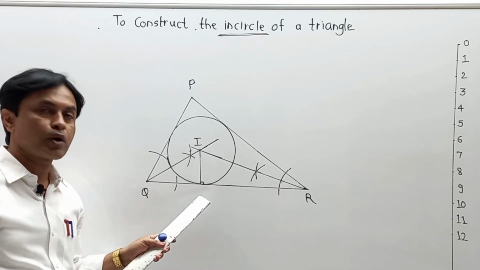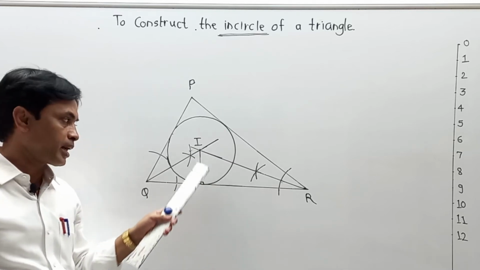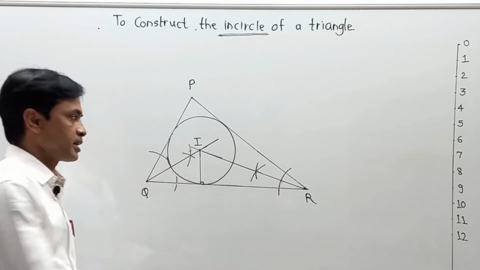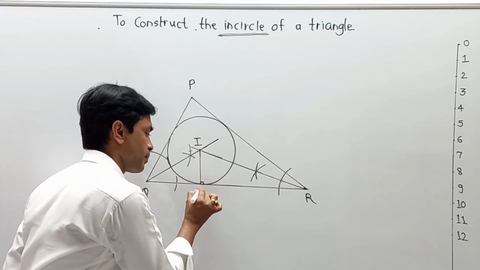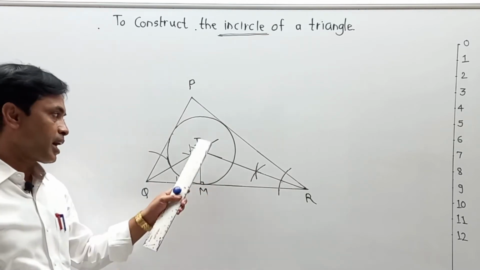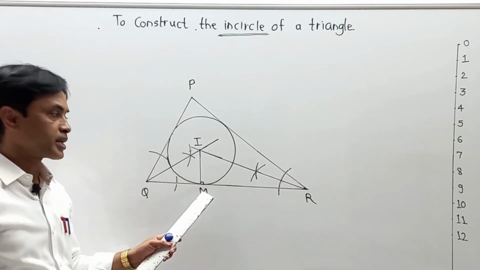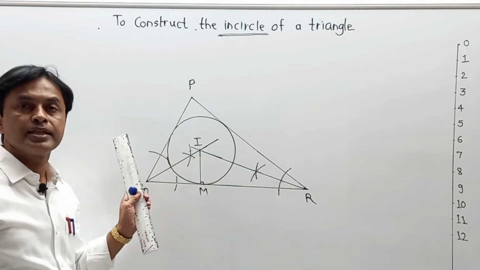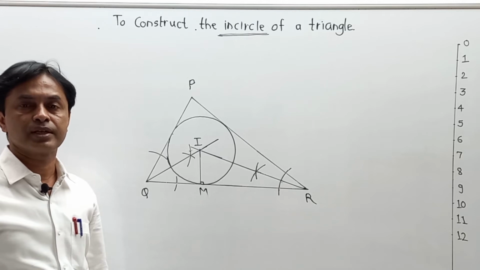From that point you have to draw one perpendicular to your base, and after drawing a perpendicular to the base, you have to take that part as a radius. Let us say I'm going to call it IM. Now here IM will act as a radius for the circle, and you are going to draw the incircle, and in this way you can complete the process of the incircle.